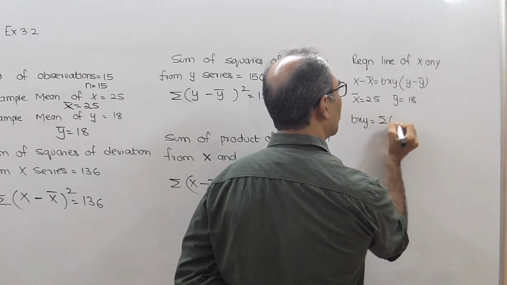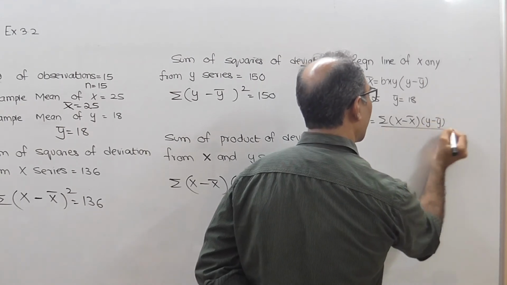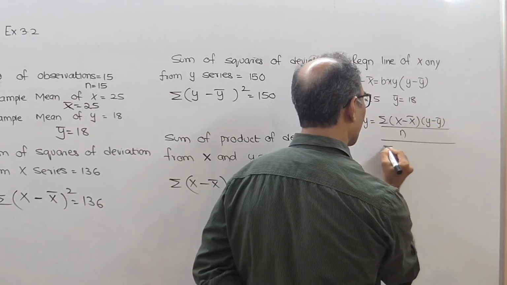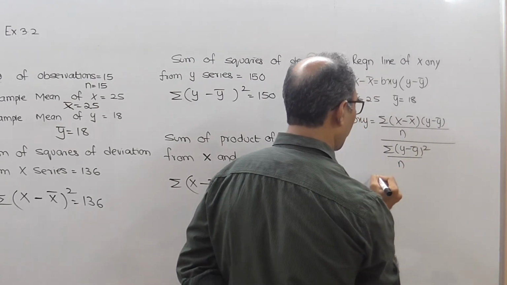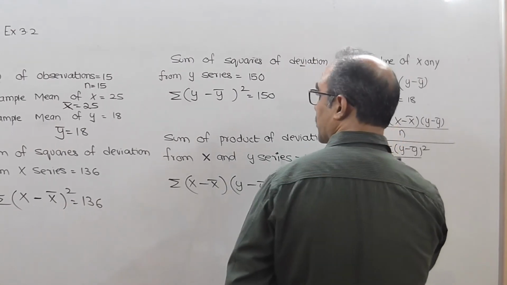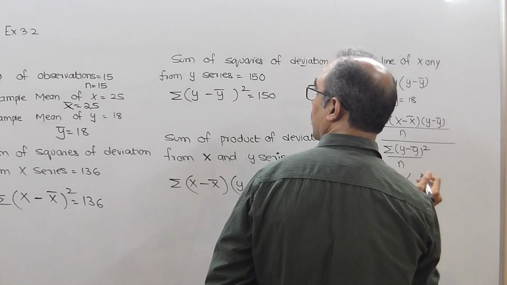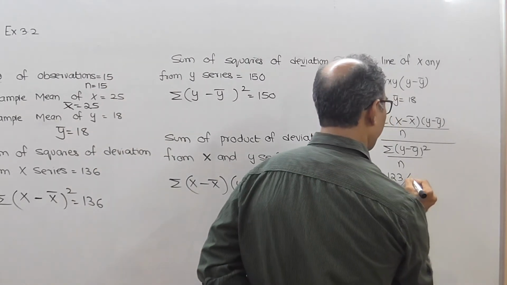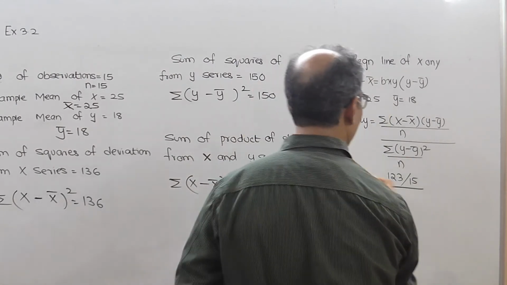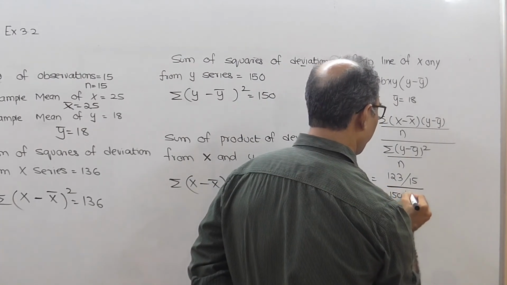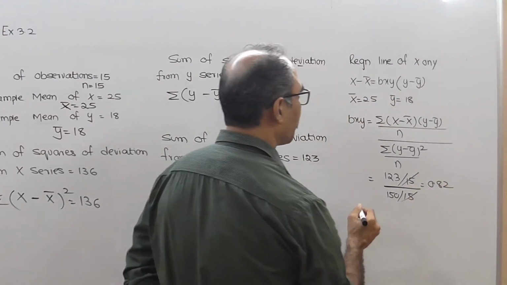So we use the formula: sigma (x minus x bar)(y minus y bar) upon n, the whole upon sigma (y minus y bar) the whole square upon n. Sigma (x minus x bar)(y minus y bar) is 123, n is 15, and sigma (y minus y bar) the whole square is 150 upon 15. I think the answer is 0.82.